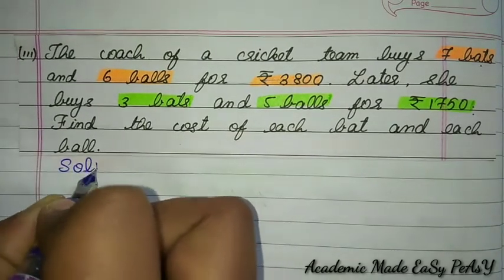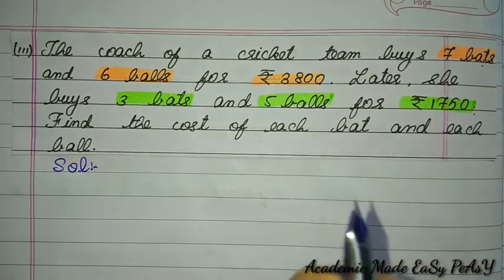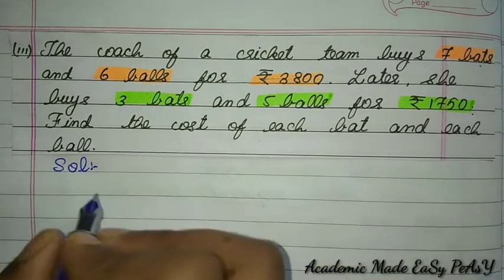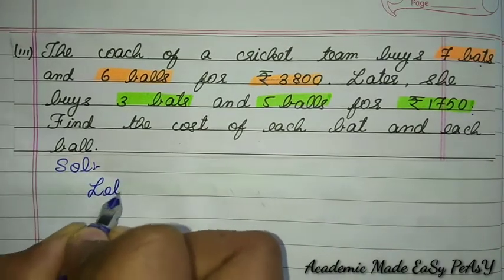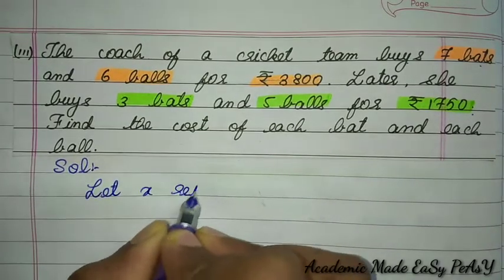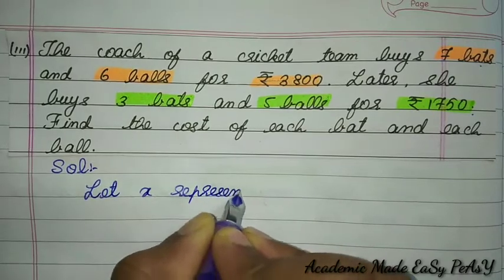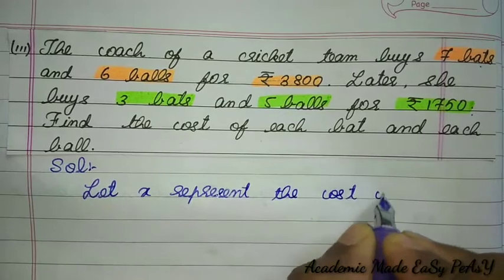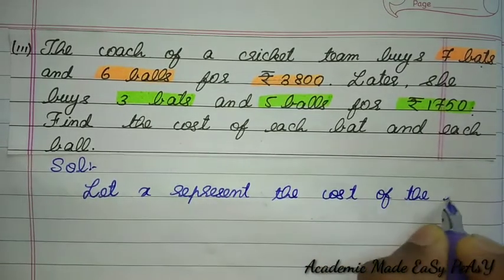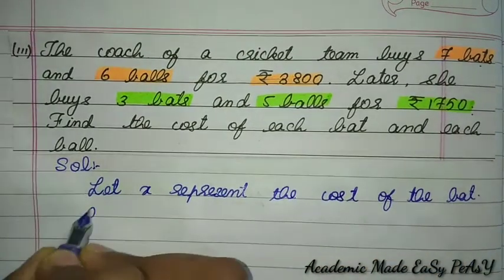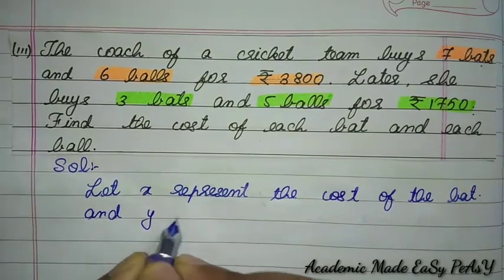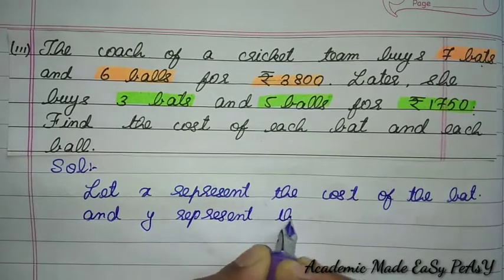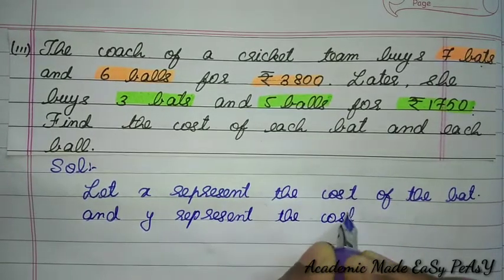Okay, so that's it. This question is very simple. Find the cost of each bat and ball; that is, we have to find the cost of one bat and one ball. So let x represent the cost of the bat and y represent the cost of the ball.